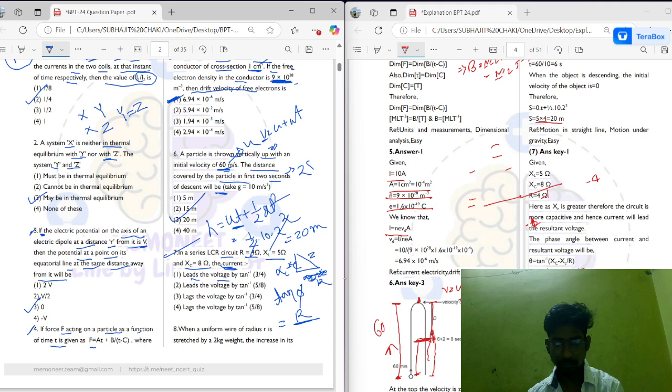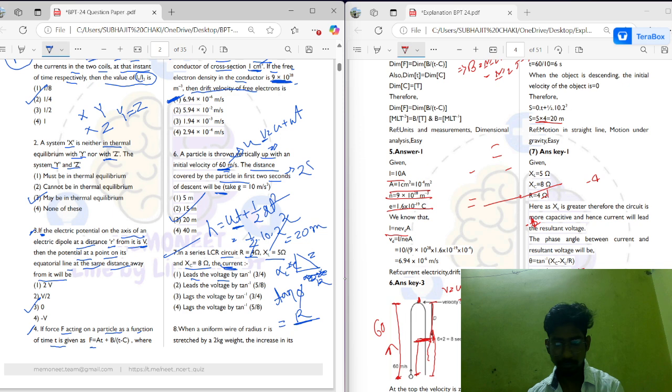Remember this. When a uniform wire of radius r is stretched by a 2 kg weight, 2 kg weight means 20 Newton, the increase in its length is 2 millimeter. X is 2 mm, means 2 into 10 to the power minus 3 meter. If the radius of the wire is r by 2, other conditions remaining the same, then find the increase in the length.